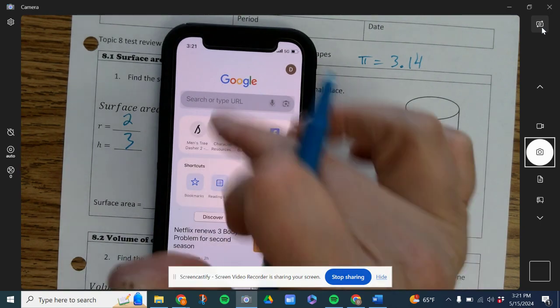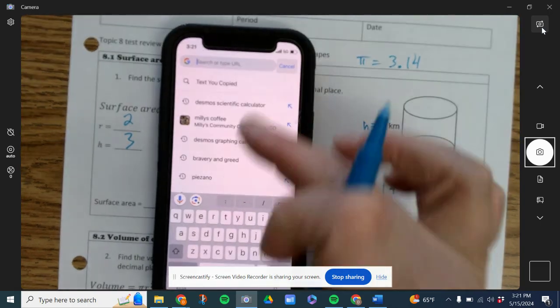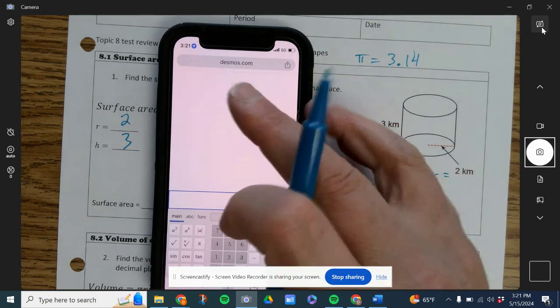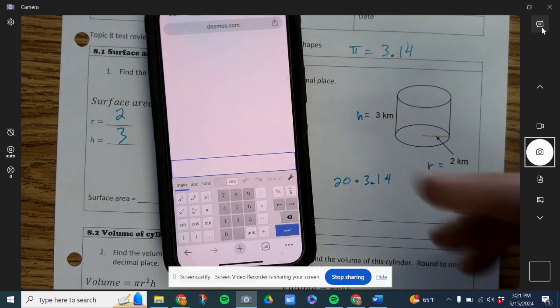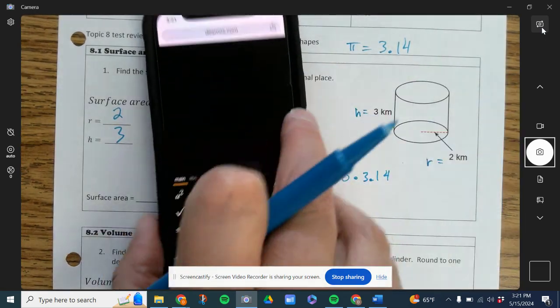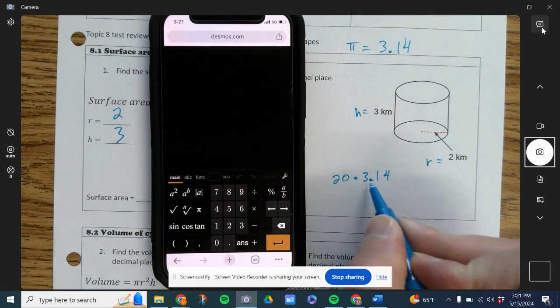3.14. Now, if you are like, man, I don't want to download the Desmos Scientific Calculator because it takes up too much space on my phone, you can just access it on a browser, right? So you can just use this right here, right? So let me adjust it so it's a little bigger, it's a little easier to read. So now I'm just going to take that 20 times 3.14.